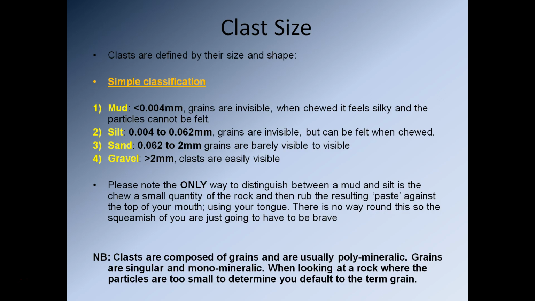So clasts are composed of grains, and grains are usually polymineralic. Essentially, when you have grains that are singular, the rock is often referred to as monomineralic. So if you have a clastic sedimentary rock made up of just one mineral, it's called monomineralic. If you have a sedimentary rock made up of multiple minerals, it's called polymineralic. Not really a particularly difficult concept there.